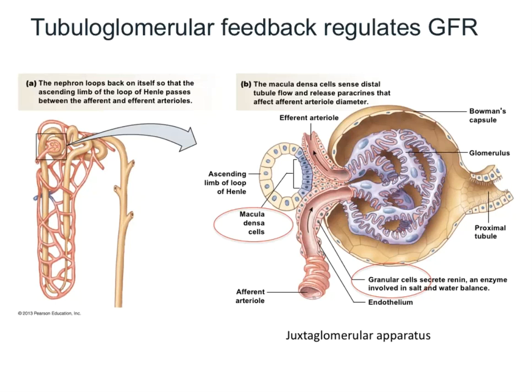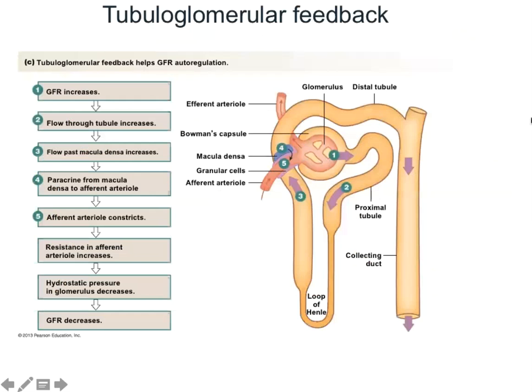The macula densa cells release the paracrine signal, and it will be picked up by the neighbor. The granular cells in the afferent arteriole are their neighbor, so they can pick up the signal and cause vasoconstriction, regulating the GFR. So that's how they work, that's where they're located, and the pathway is negative feedback. This is tubular glomerular feedback.